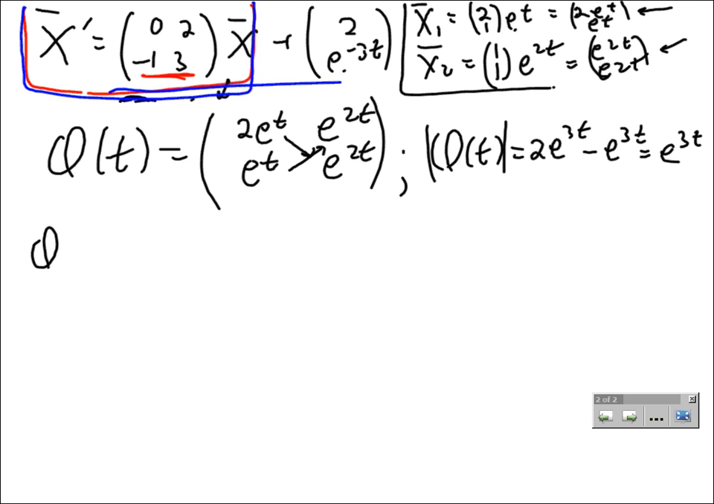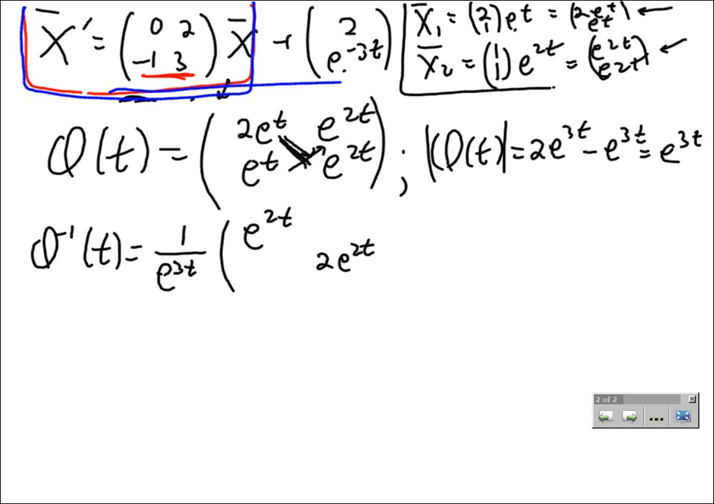So now we're in a better position to write down the inverse. First, it's 1 over the determinant, which is 1 over e to the 3t, times the matrix. You interchange the entries on the main diagonal, and on the non-main diagonal, you keep them where they are, but you change the sign.